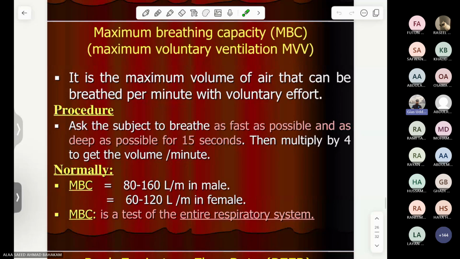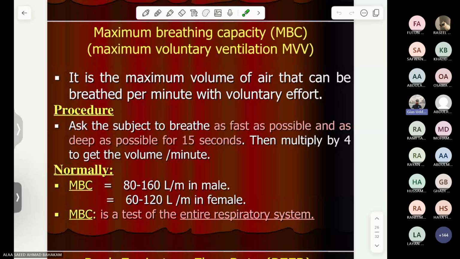Okay. So this is the maximum breathing capacity or maximum voluntary ventilation. What is this? This is the maximum volume of air that can be breathed per minute with voluntary effort, voluntarily, like consciously, I am breathing in and out. Okay. What is the procedure? How do you do this?